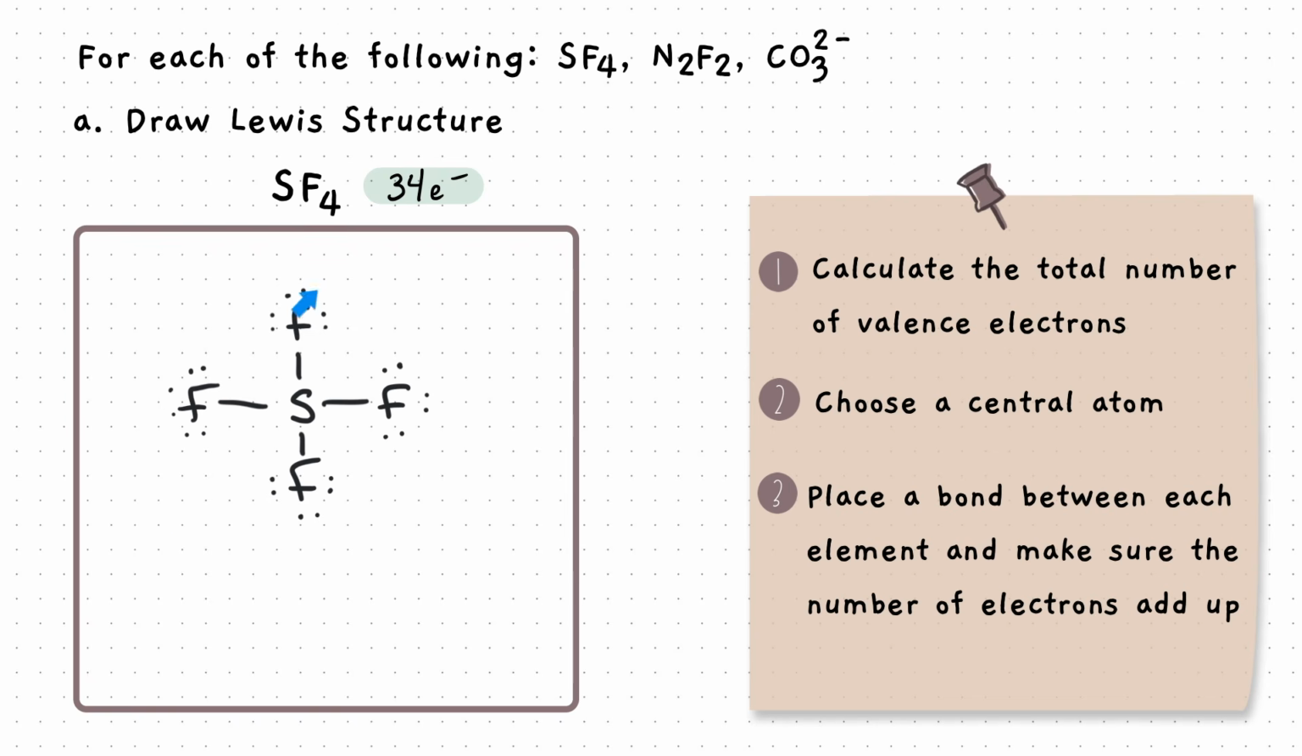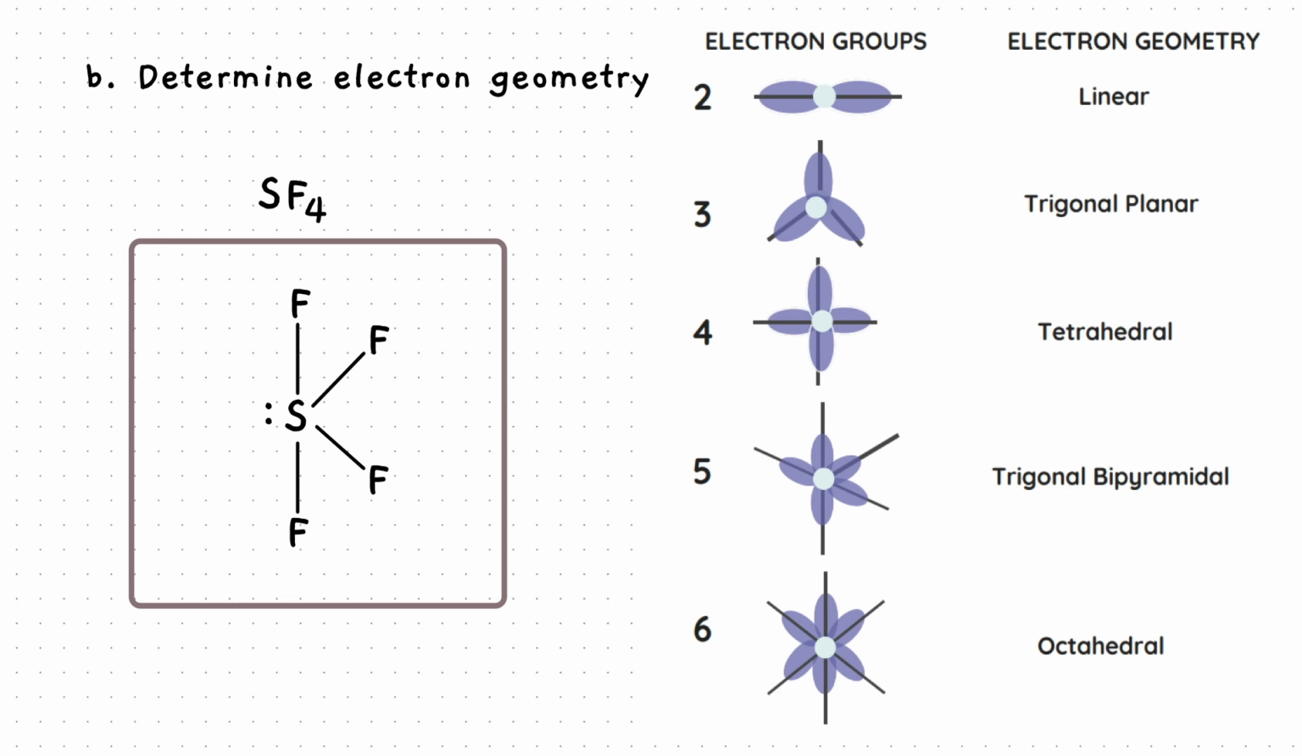We need 2 more. We can't add any more electrons to fluorine since it could only have 7, so we'll place a lone pair on the central atom. Sulfur now has 6 valence electrons. If you were only asked to draw the Lewis structure, this would be your answer. But if you were asked to draw this according to its geometry, the structure would look like this.